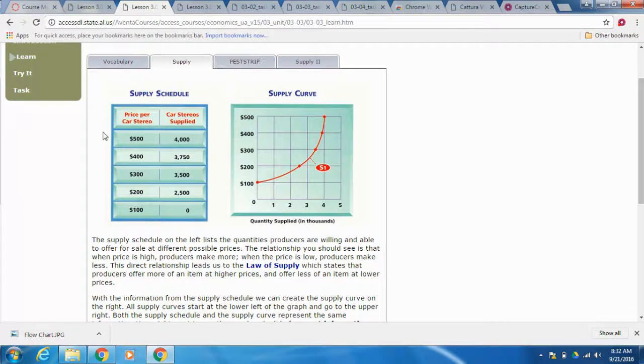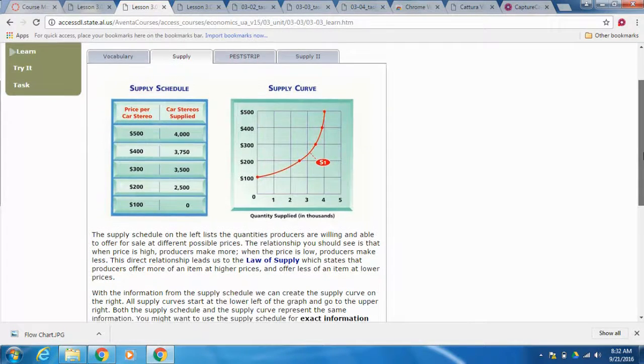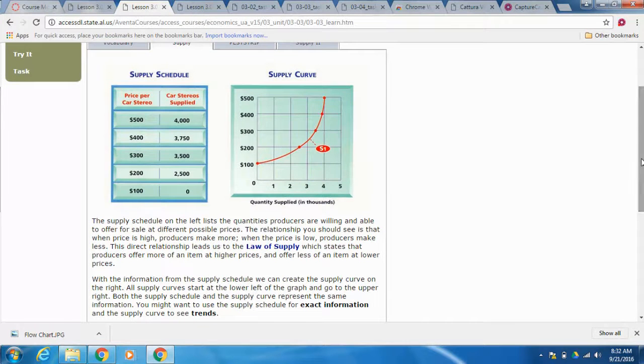If you look over here, when $500 is the cost of a stereo, they're going to supply 4,000 of them. Now the supply curve starts at the lower left and goes to the upper right. Once again, change in price does not change the supply. It only changes the quantity that is supplied. You would still stay on the supply curve.